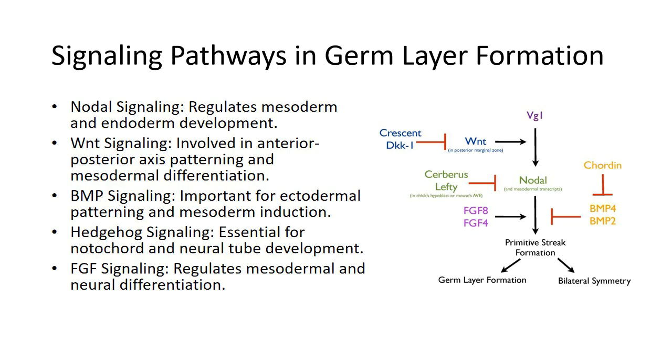FGF, fibroblast growth factor, signaling: FGF signaling helps in mesodermal formation and promotes neural differentiation. It is involved in somite formation and muscle differentiation from mesodermal cells.